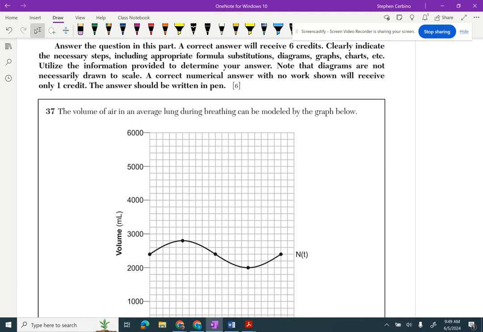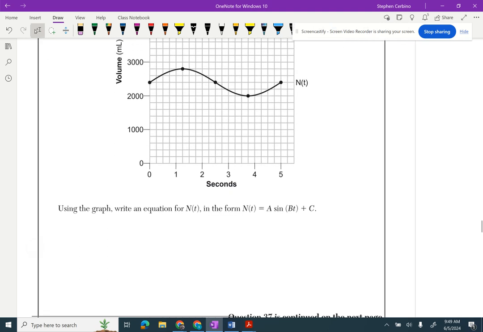All right, moving right along to part four. Part four gives us a modeling question. It's talking about the average air in the lungs during breathing. It gives us an original graph here. It looks to be sinusoidal. And it says, using the graph, write an equation for N of t.